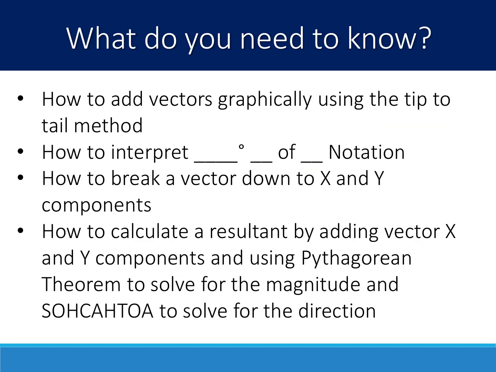Hopefully now you have a better understanding of how to add vectors graphically using the distances that it gives and the tip to tail method. You can now interpret a certain number of degrees, north or south or east or west, of your reference direction, north, south, east, or west. You can now break vectors down into x and y components and build an xy table. Calculate that resultant by adding all the xy components together and using the Pythagorean theorem. And then you can use SOHCAHTOA, sine, cosine, tangent, to solve for your direction.